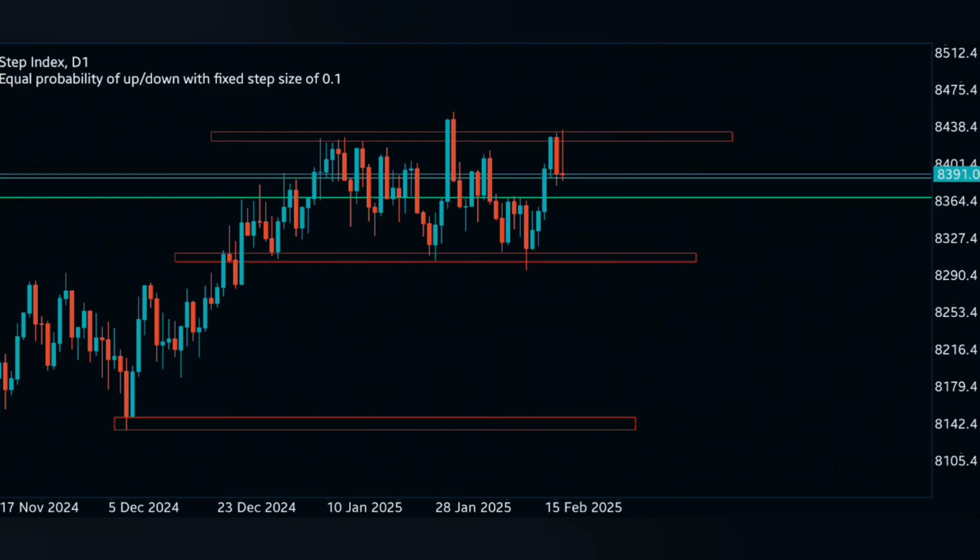So, I am a synthetic trader. I'll be analyzing both Step Index and Drift Index. All right, let's get started. Basically, I'm a day and swing trader.